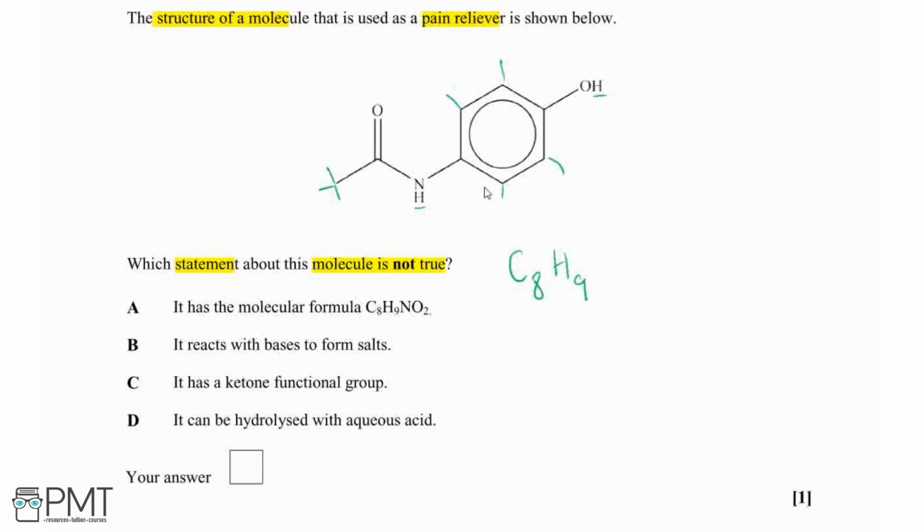We've got 1 nitrogen here, and then we've got 2 oxygens overall. So this statement is correct, therefore it can't be our answer. So statement B, it reacts with bases to form salts.